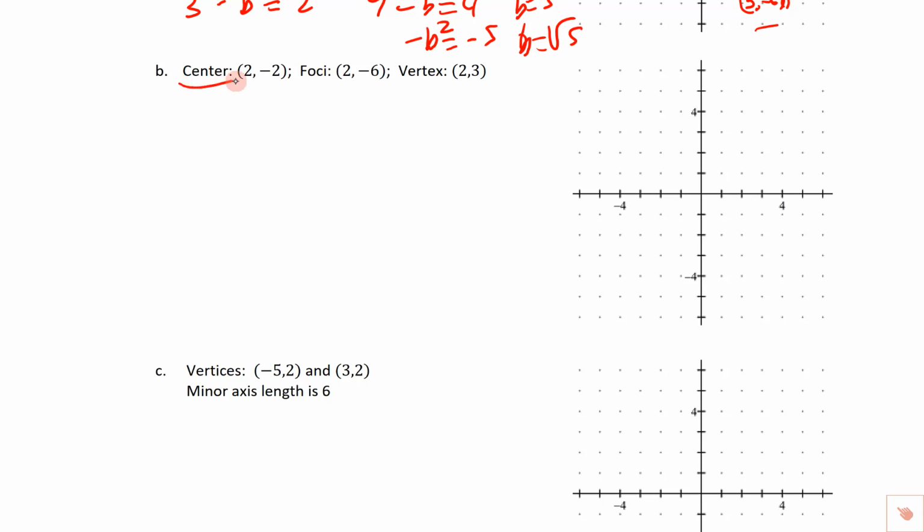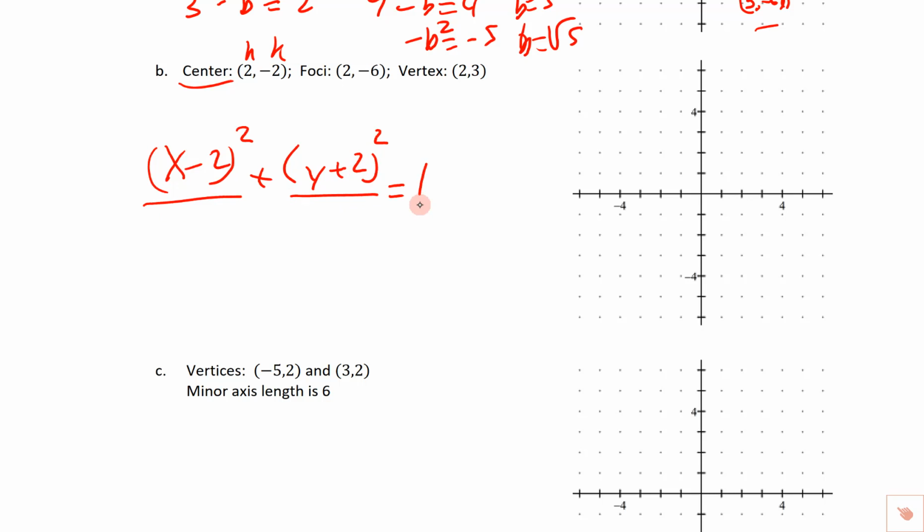Yeah, I'll even take this. They told you the center, so that means this is H and this is K. So we can immediately start writing this stuff down. We're going to write x minus 2 quantity squared, y plus 2 quantity squared, and we'll have that equal 1. So we're on the right track to start with. And then we'll use the diagram to help us figure out what's going on here.